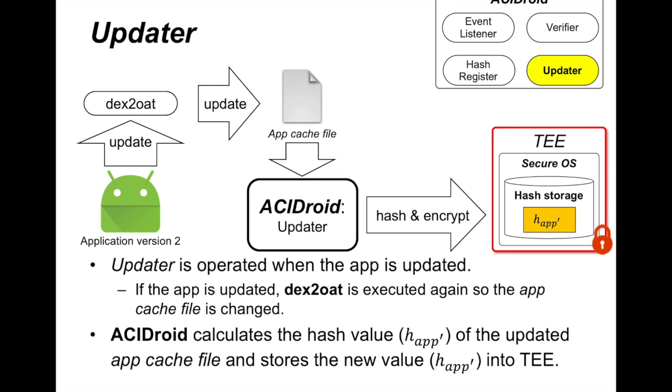The last component is an updater. This component is executed when the application is updated. If the application is updated, the dex2oat compiler is executed again, so the app cache file is changed. Therefore, ACIDroid calculates the hash value of the updated app cache file, and then stores the new value into the trusted execution environment after encryption, as well as removing the old hash value.